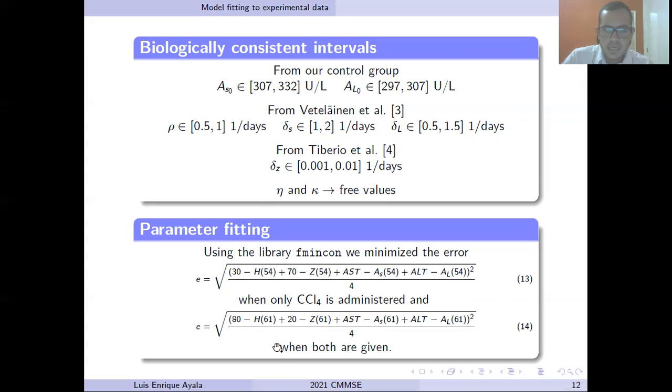this was the function that was minimized. This corresponds to the 80% of the healthy hepatocytes. This is the equation for the healthy hepatocytes. And this is the 20% of damaged hepatocytes. This is the equation for damaged hepatocytes. And the same with the AST and ALT levels.